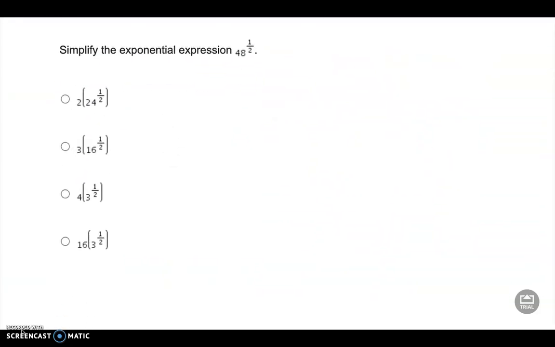Okay, so now we're going to simplify this expression, 48 to the 1/2. Well, there's a couple ways I can do it. First way is I'm just going to make that 1/2 into a radical, because we know that 1/2 is equal to the square root of 48. And I'm going to simplify that, I know that's 16 times 3.